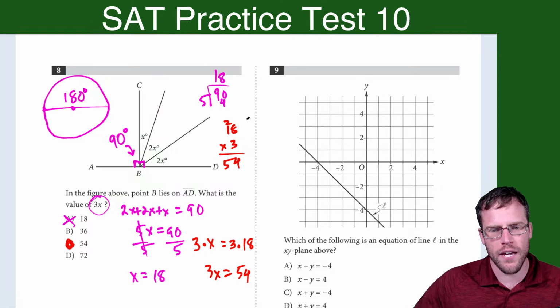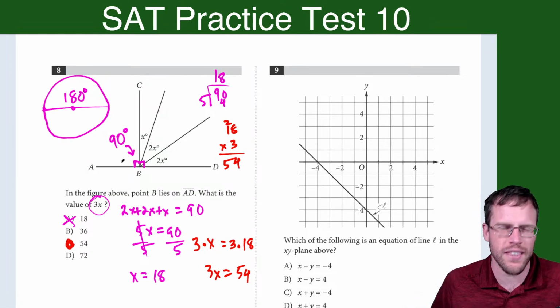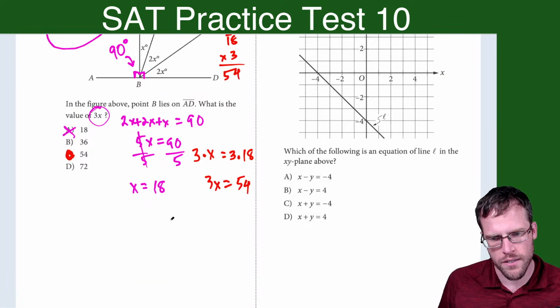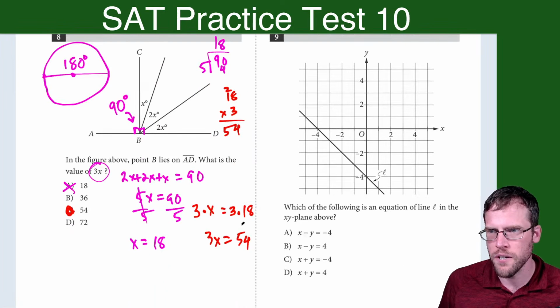But I guess if you just had what is the value of 3x and you solve for x for all of these answer choices, you could still get there if you don't know this. But I think direct flight is just easier here. Oh, 9 is over here.